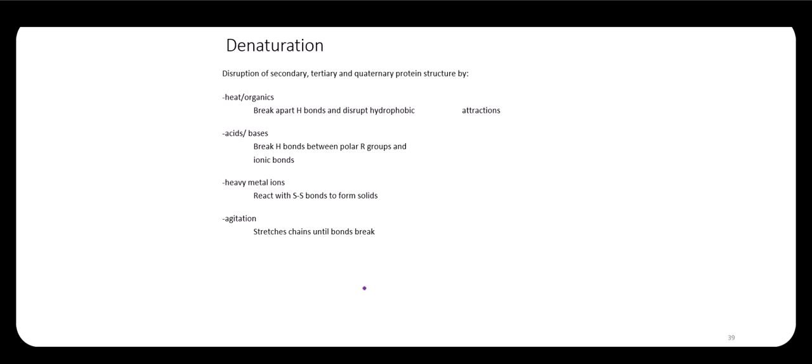Depending on which one we're doing and what kind of bond it is, we have different ways of doing that. We can use heat or we can use organic solvents. That's going to break up some hydrogen bonds and some hydrophobic attractions. We can swing the pH, not do anything with the temperature, and break up the hydrogen bonds that way. We can use heavy metal ions. We'll talk about that more. They tend to target the disulfide bonds. Or we can shake the daylights out of it. We can use agitation, stretch the chains out until they break.